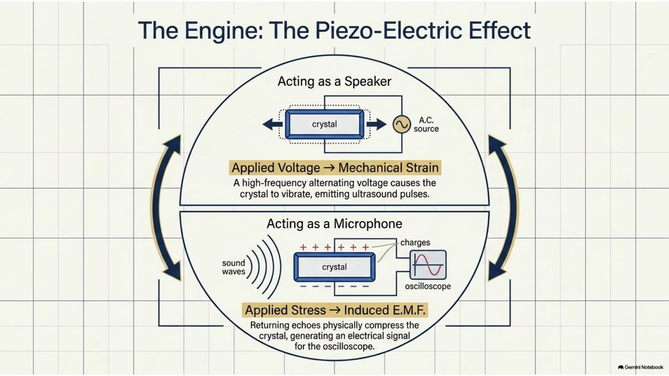So the same crystal can perform 2 jobs. First, it converts electrical energy into mechanical vibrations to produce ultrasound. Then it converts returning mechanical vibrations back into electrical signals to detect the echoes. This conversion between electrical and mechanical energy is the heart of the ultrasound transducer.